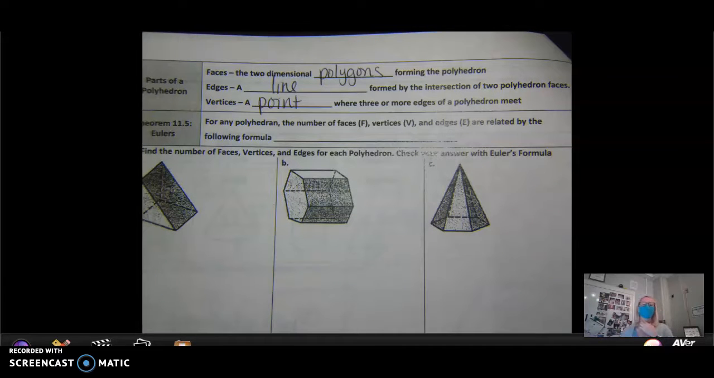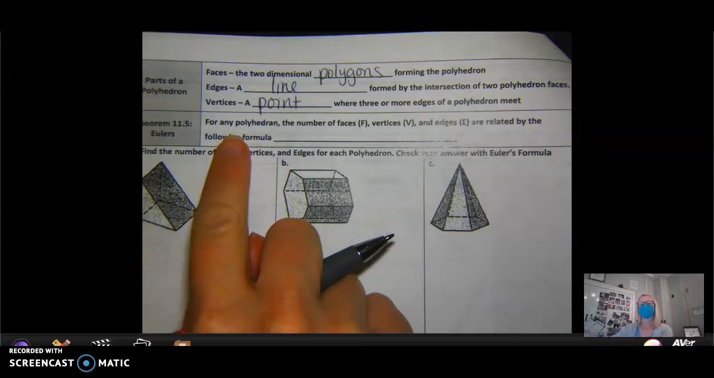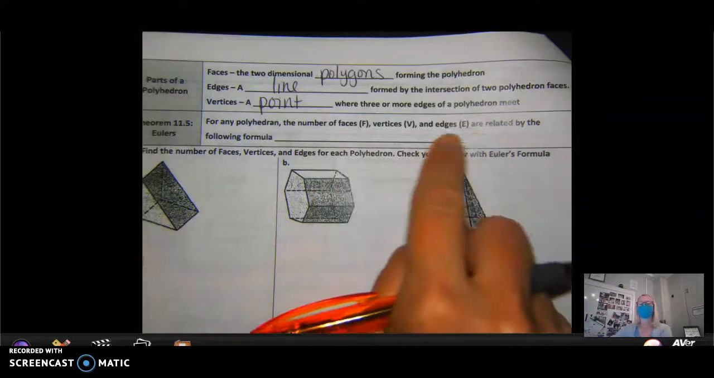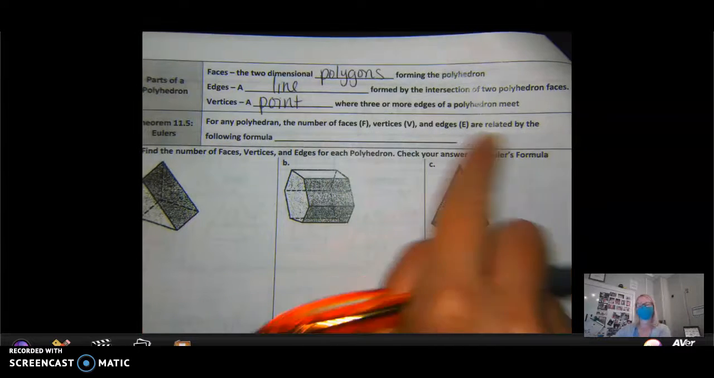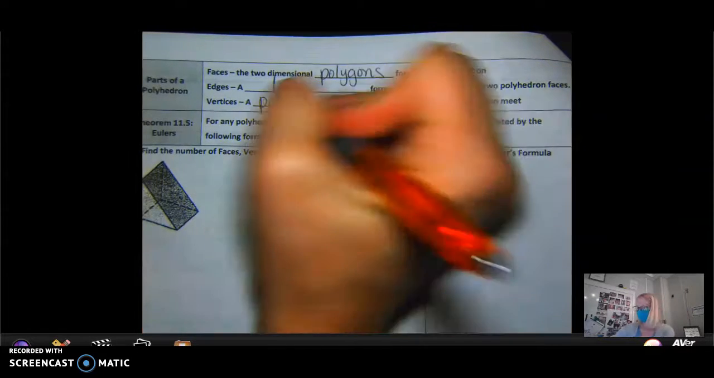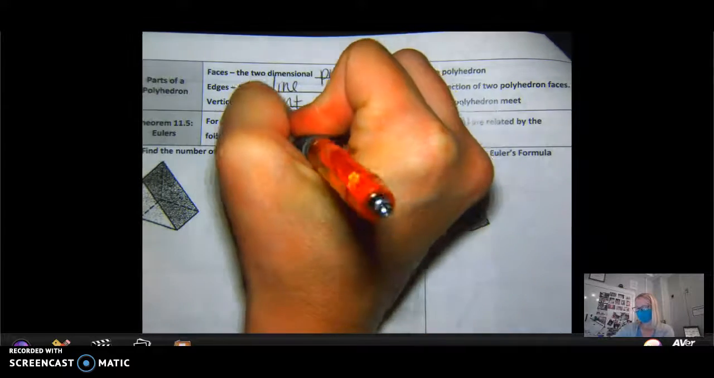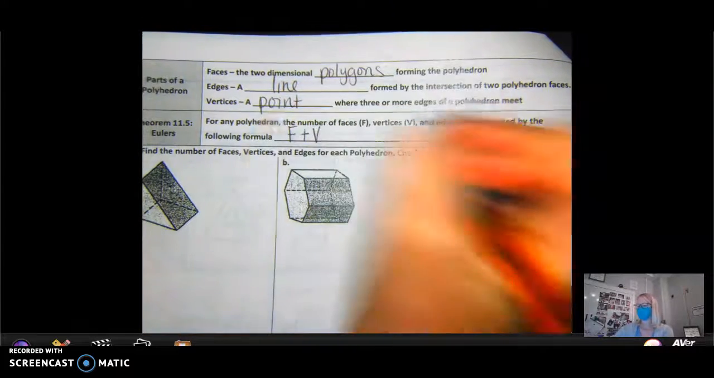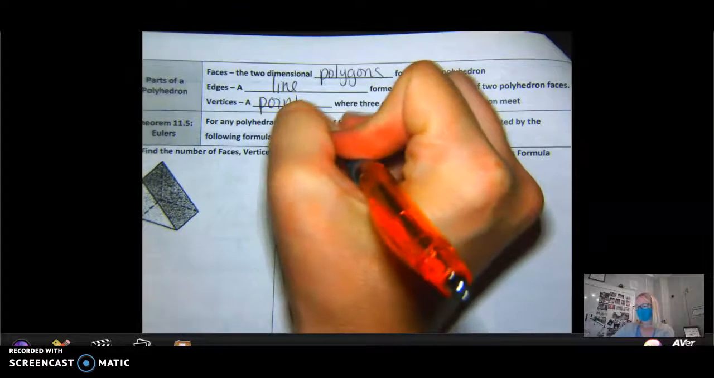Okay. Euler's theorem. So this is Euler's theorem. Euler's theorem says that for any polyhedron, the number of faces, vertices, and edges are related by the following formula. The formula is if I add the faces plus the number of vertices, that is equal to the number of edges plus 2.